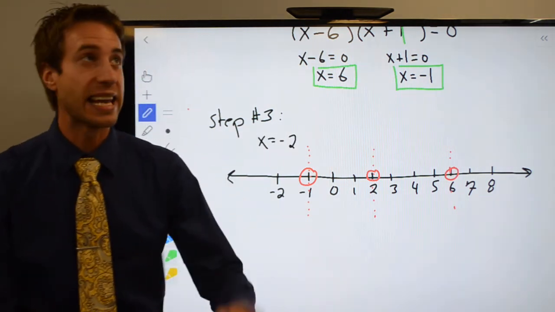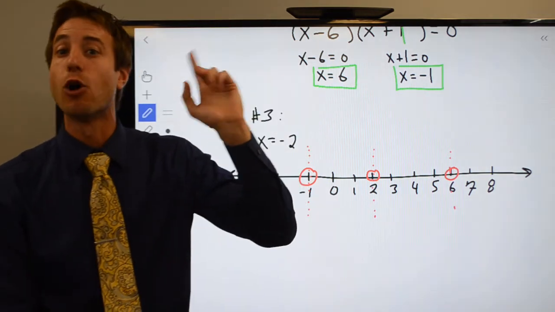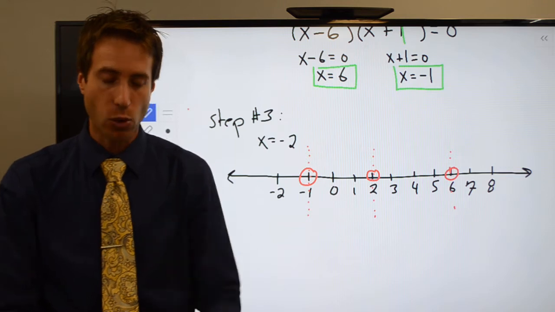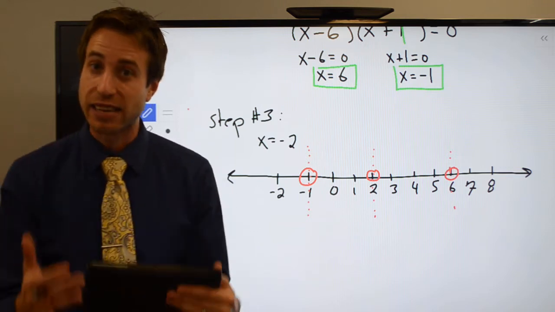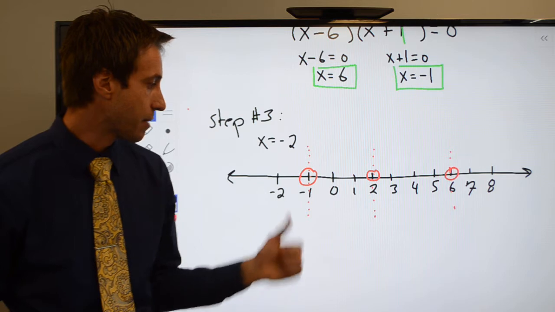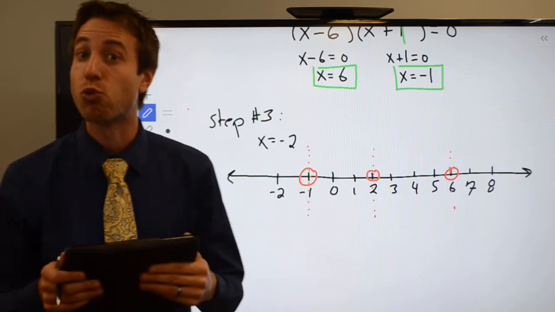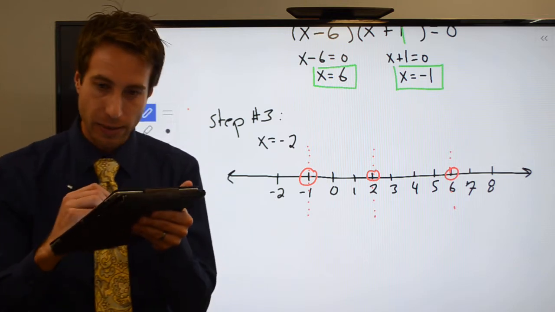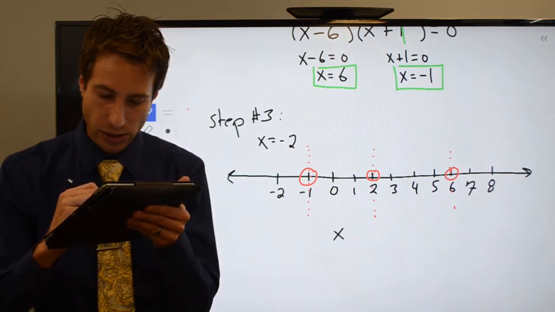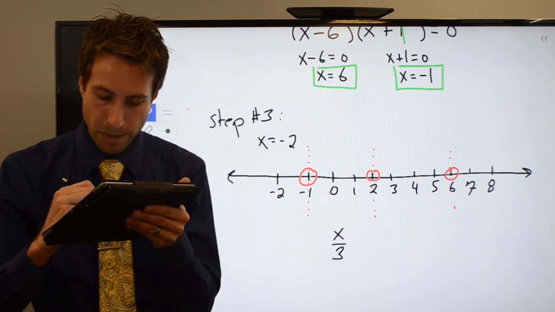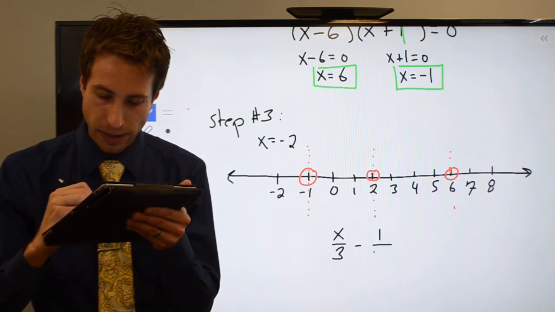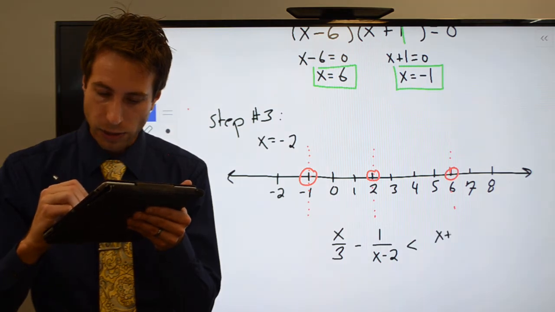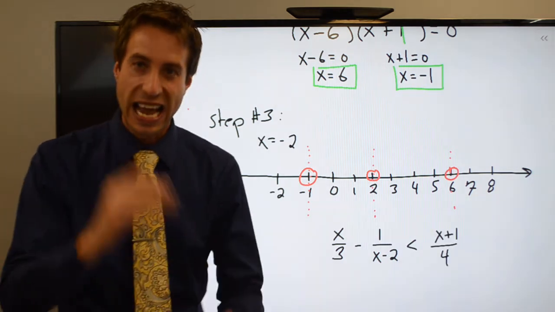Let's see, what did I do? x equals -2. What you're going to do is take that -2 and plug it back into the original problem with the inequality, right? Keep the inequality, because what you're checking to see is, does it give you a true or a false statement? You plug that -2 into the original inequality, not the equation, the original inequality. Let me remind you of what it was. It was x over 3 minus 1 over x minus 2 is less than x plus 1 over 4.